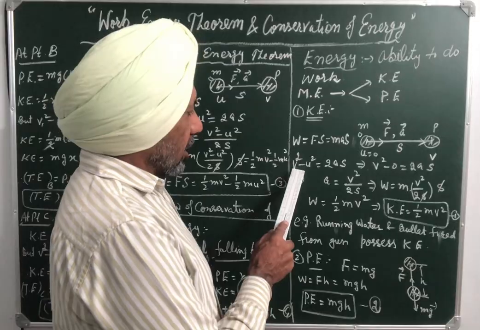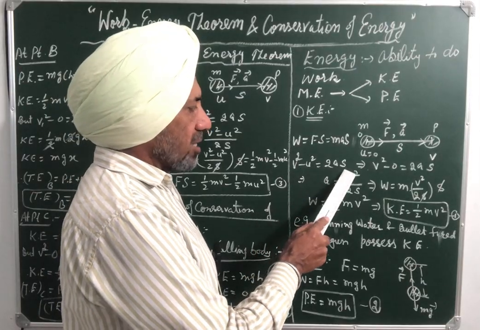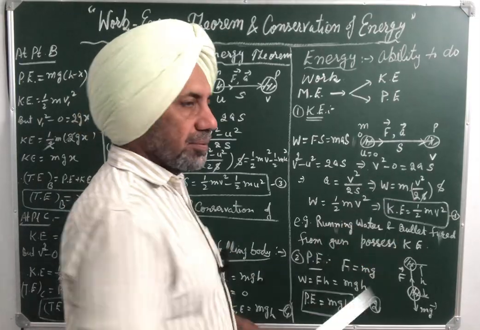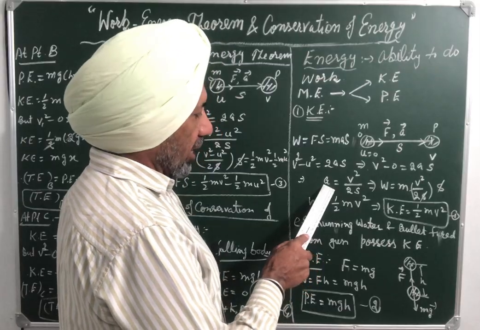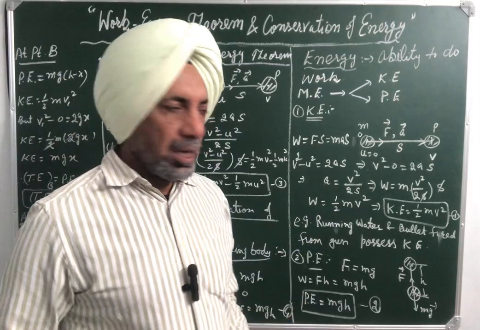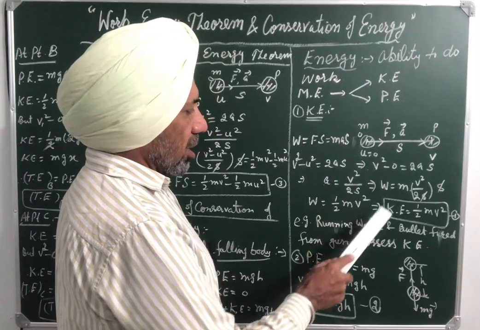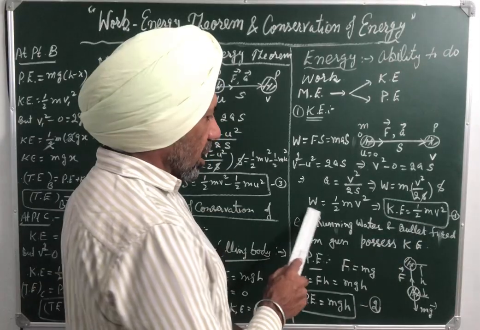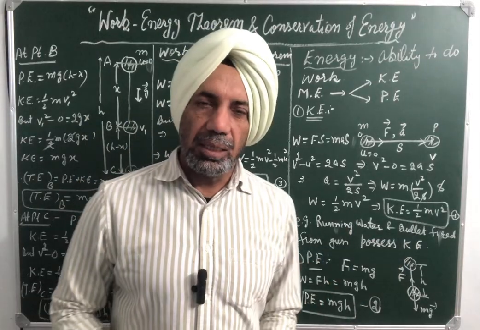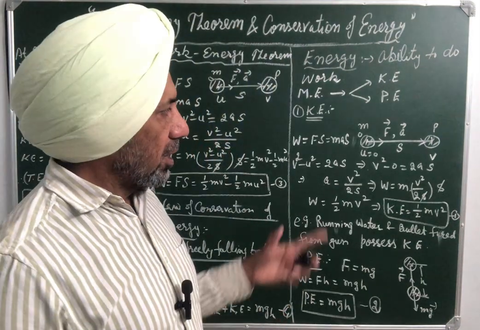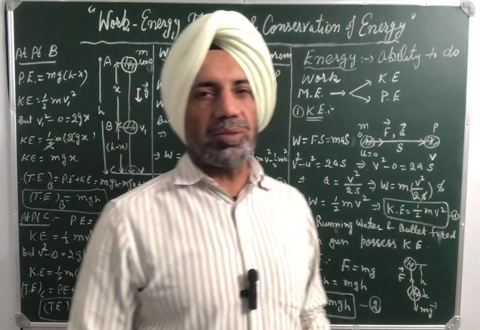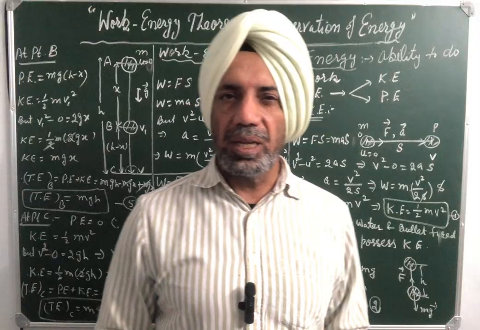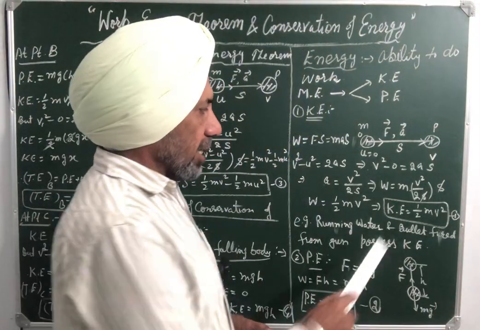So using equation of motion, V square minus U square is equal to 2as. Initial velocity 0, so we have V square minus 0 is equal to 2as. So from here we have A is equal to V square upon 2s. Substitute this value of A in this equation, so we get W is equal to m V square upon 2s into S. S cancels, so work done comes out to be half mv square. This work done by the force is converted into kinetic energy of the body. Therefore kinetic energy of the body is given by half mass into velocity square. So it is the required expression for kinetic energy of the body.